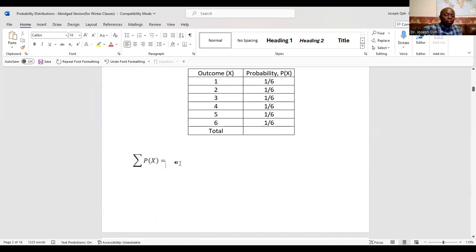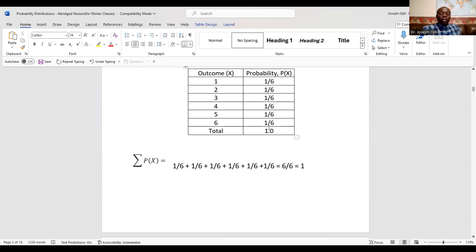Let's add all these probabilities. 1/6 plus 1/6 plus 1/6 plus 1/6 plus 1/6. Let me see how many we have: 1, 2, 3, 4, 5, 6. So one more, plus 1/6. That gives us 6/6, which is 1. So this one is 1.0.